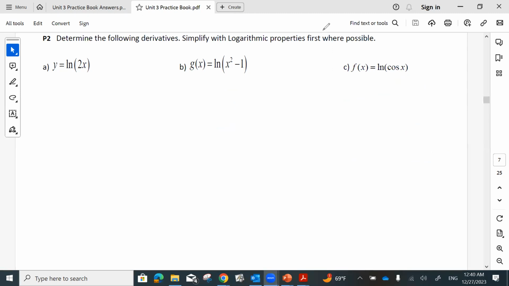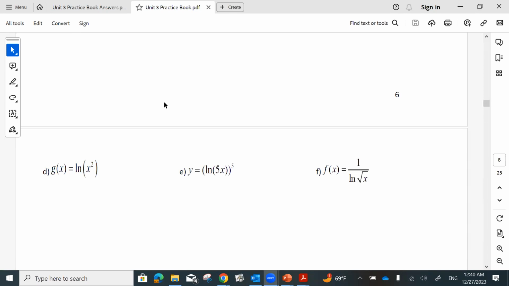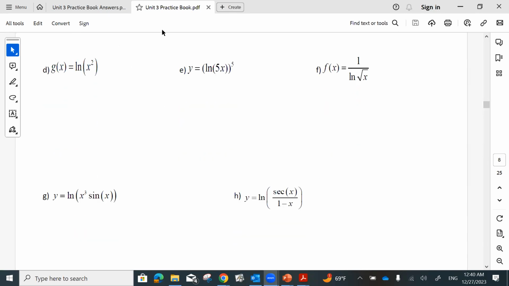The next question is this set of questions. I have a space to write the answer here. G of x equals ln x squared. First of all, we simplify the function by writing 2 ln x. After that, find the derivative: g prime of x equals 2 times the derivative of ln x. Ln x is 1 over x simply, so the answer is 2 over x.